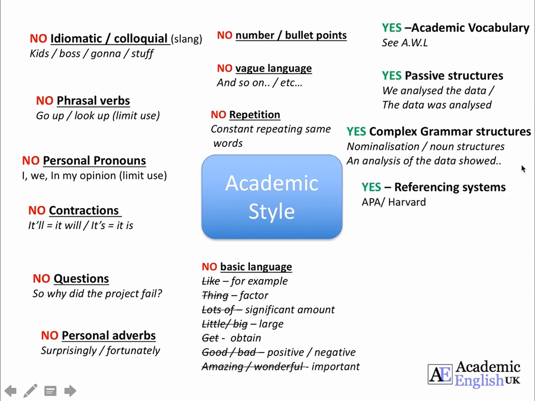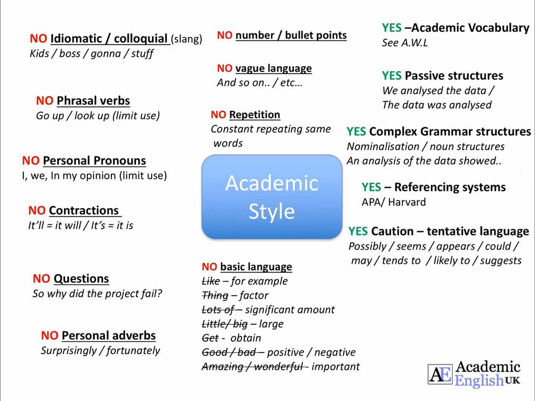We should be using referencing systems. We should be using cautious or tentative hedging language. These kind of words, these adverbs and verbs, are used just to show that we are not 100% certain of the facts that we state.